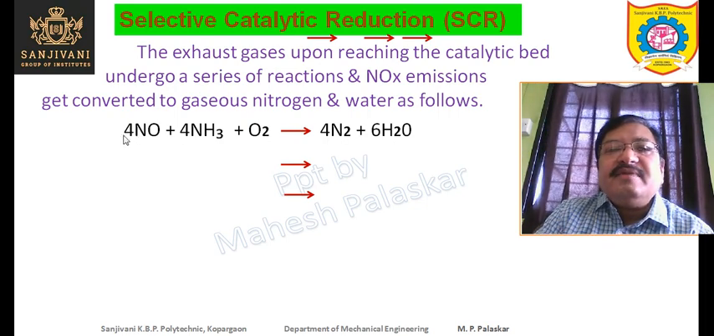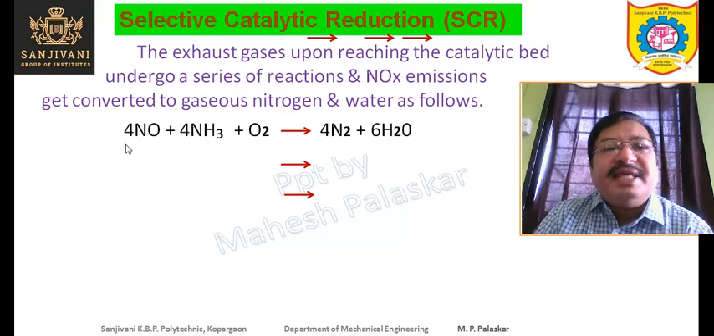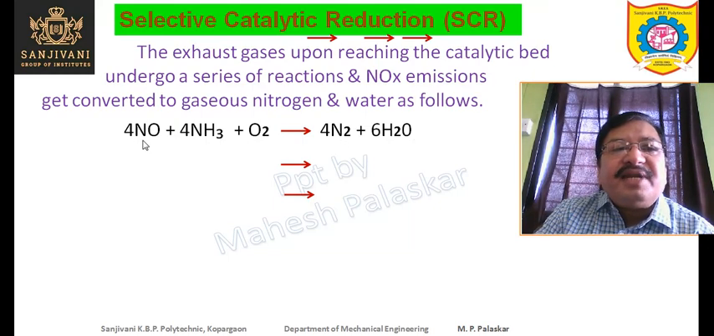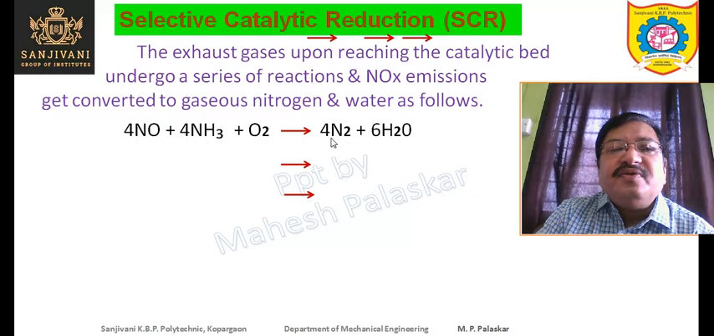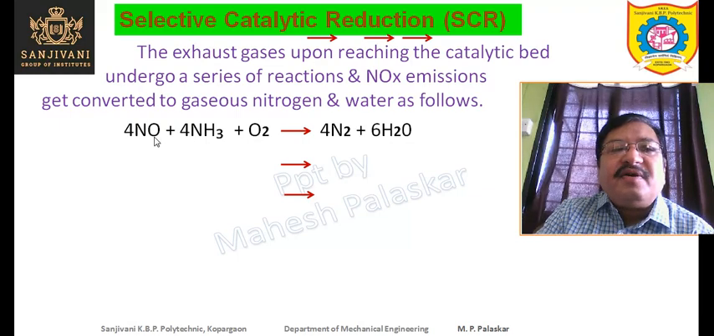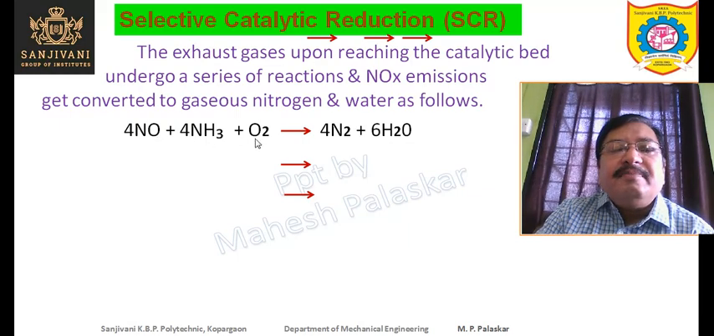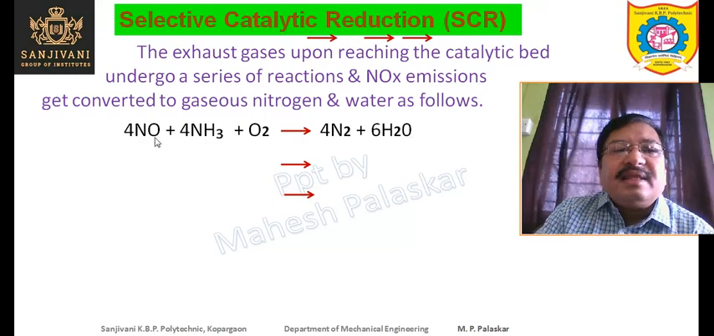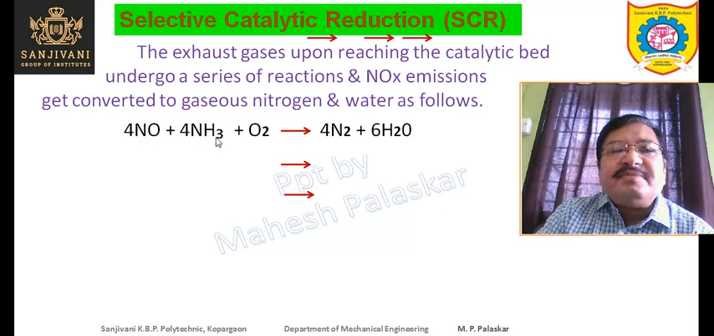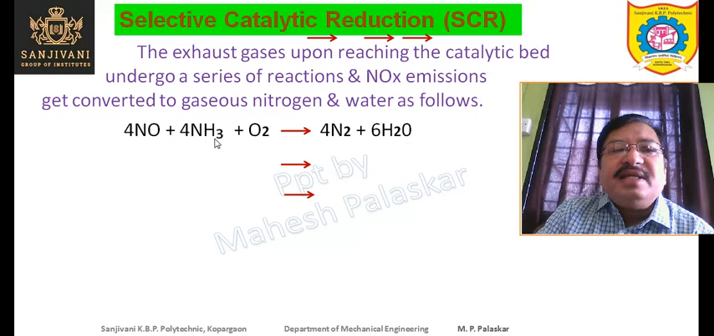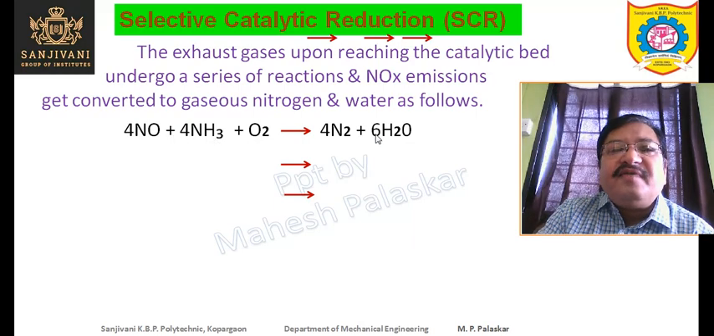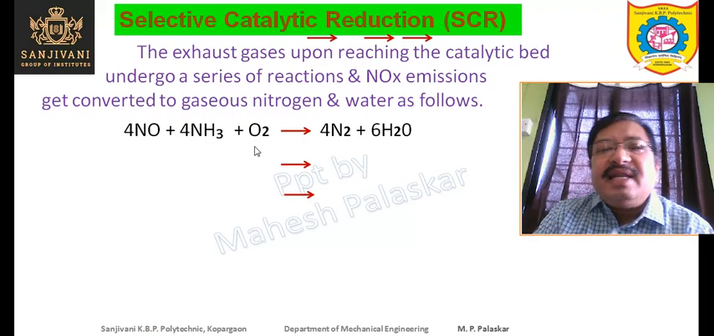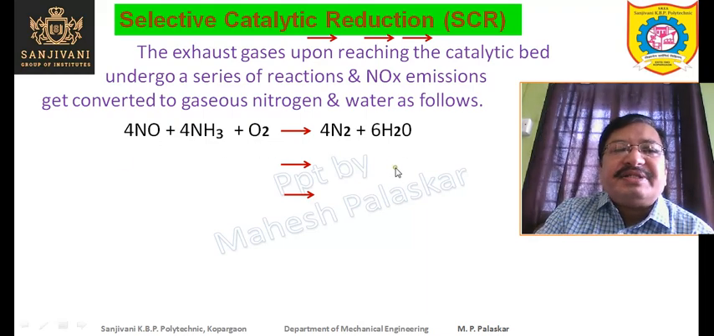So we can check whether this equation is balanced or not. You can see the number of nitrogen atoms, 4 plus 4, 8 nitrogen atoms. Here you can see 4 into 2, 8 nitrogen atoms. The number of oxygen atoms is 4 plus 2, 6 oxygen atoms. Here you can see 6 into 1, that is 6 oxygen atoms. Then hydrogen atoms: 4 into 3, that is 12 hydrogen atoms. Here also you will find 6 into 2, that is 12 hydrogen atoms. So these reactions are balanced.